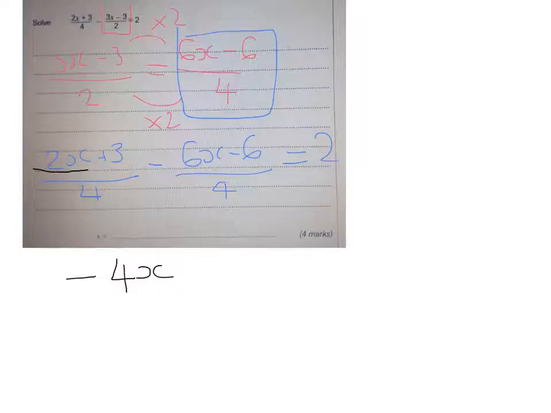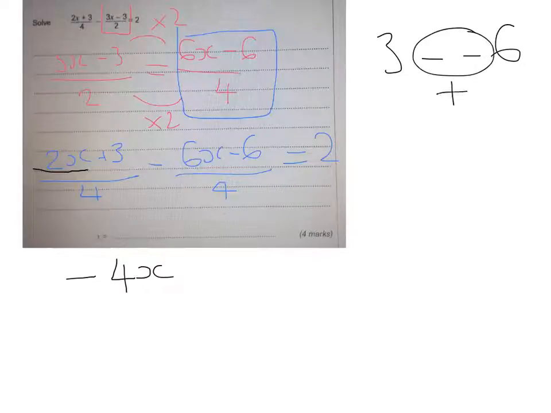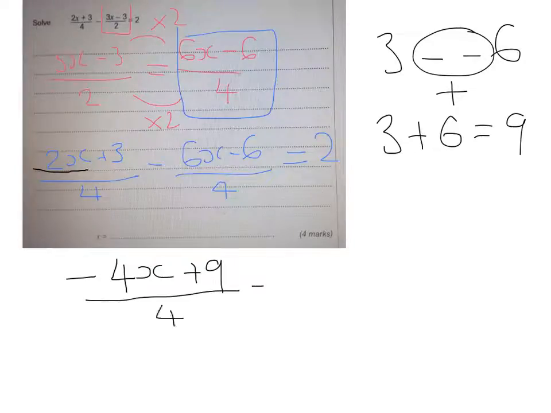Now, if we look at the next part, we've got 3 take away negative 6. I'm going to write that up here. So 3 take away negative 6. Now, if we think about what's going to happen there, if we take away a negative thing, it's actually going to become a positive thing. So 3 plus 6 is 9. So we've got negative 4x plus 9 all over 4 is equal to 2.